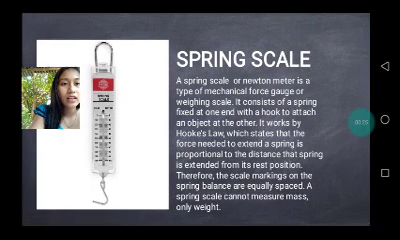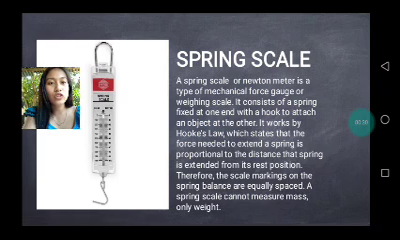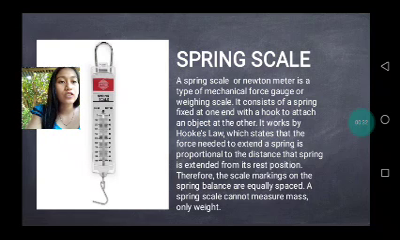A spring scale, or Newton meter, is a type of mechanical force gauge or weighing scale. It consists of a spring fixed at one end with a hook to attach an object at the other. It works by Hooke's law, which states that the force needed to extend a spring is proportional to the distance that spring is extended from its rest position. Therefore, the scale markings on the spring balance are equally spaced. A spring scale cannot measure mass, only weight.